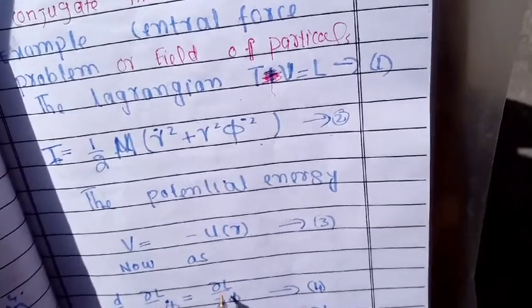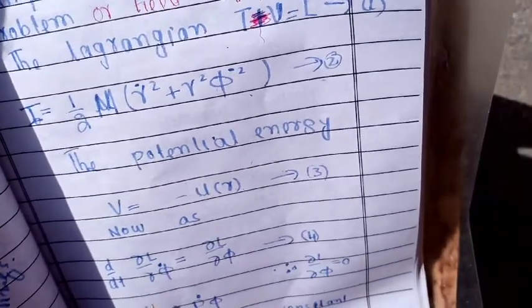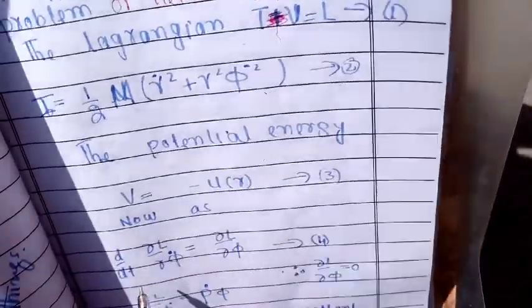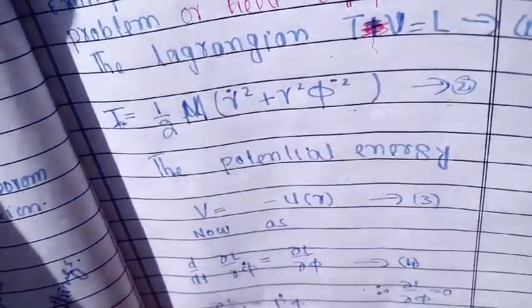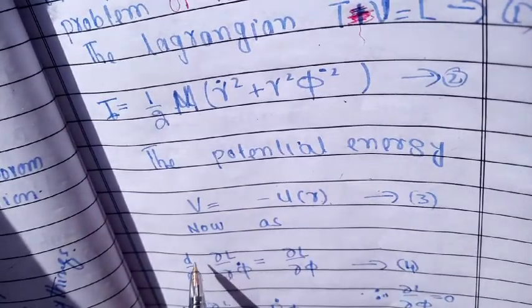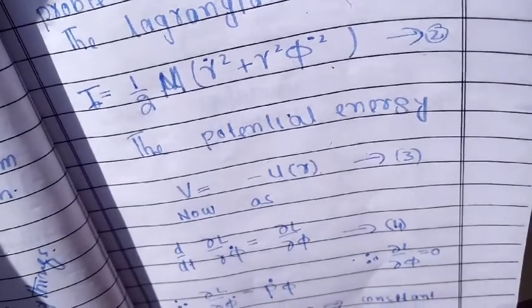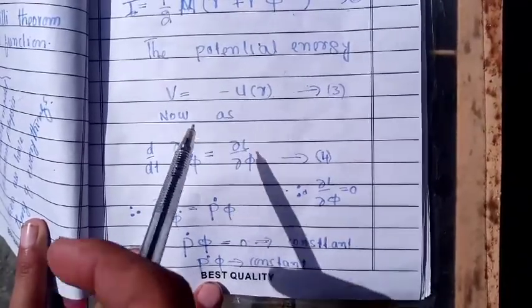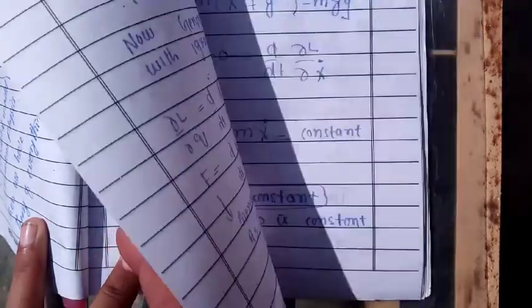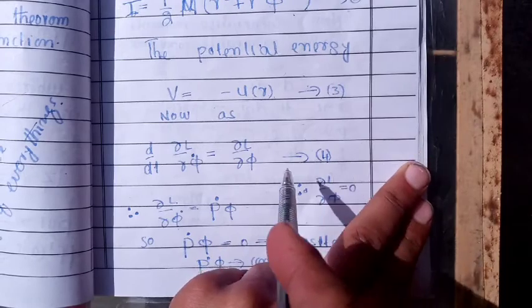Now, as we know, the Lagrange equation in derivative form is d by dt of dL by d phi dot equal to dL by d phi. It is equation number 4. We know the derivative form of the Lagrangian is d by dt of dL by d phi dot equal to dL by d phi.